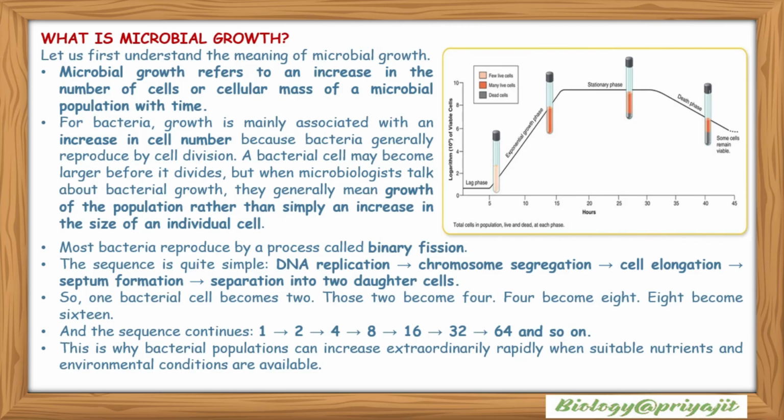Most bacteria reproduce by a process called binary fission. The sequence is quite simple, that is DNA replication, which promotes chromosome segregation, then cell elongation, septum formation, and separation into daughter cells. So one bacterial cell becomes two, those two become four, four become eight, eight become 16, and the sequence continues: 1, 2, 4, 8, 16, 32, 64, and so on. This is why bacterial populations can increase extraordinarily rapidly when suitable nutrients and environmental conditions are available.